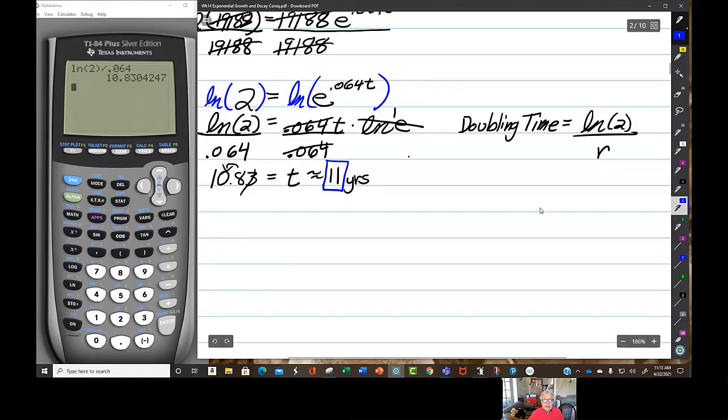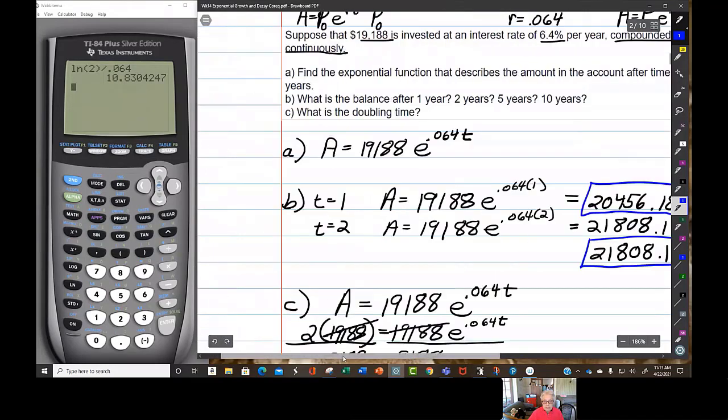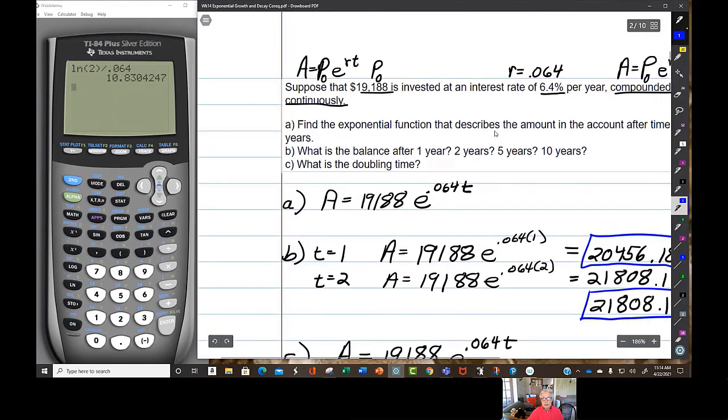Okay. So notice that everything is based on finding the specific formula, the continuous compounding formula, the specific formula from the general formula for continuous compounding. Discussion.